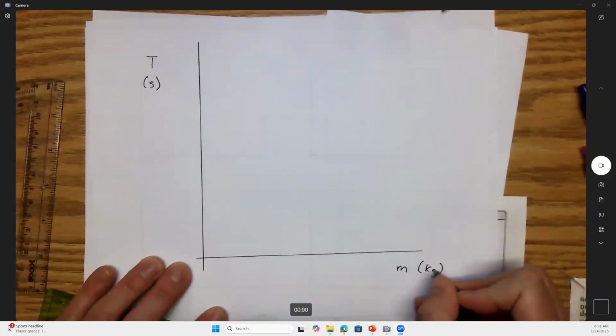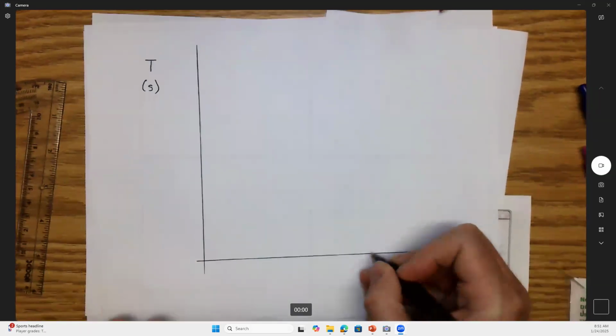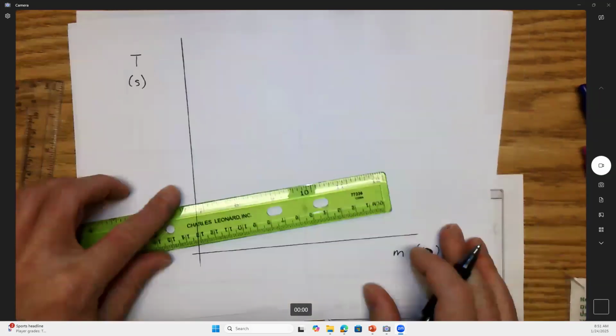500 grams? Right. Actually, you know what? I'll change this to grams. Right. So I want to scale this up to 500. See, how can I do that?